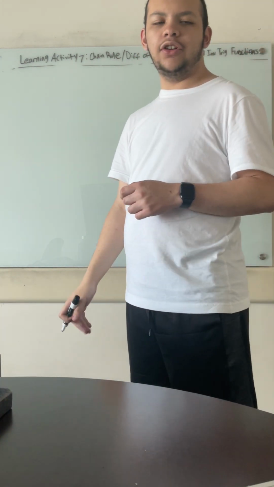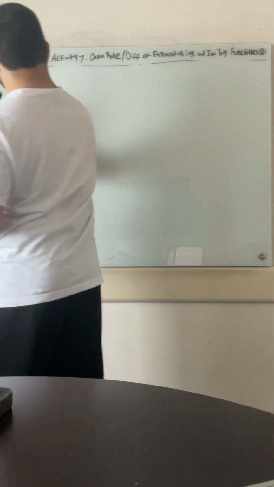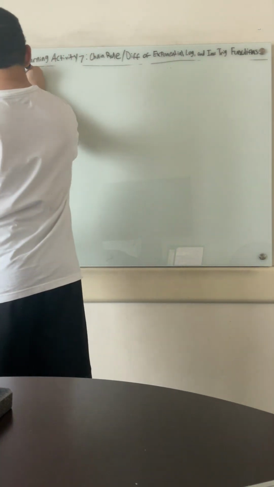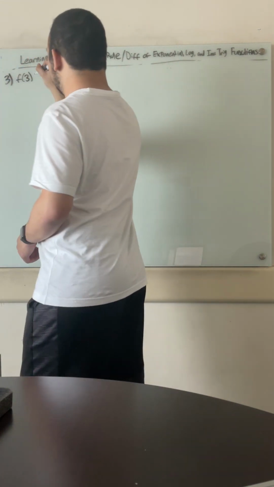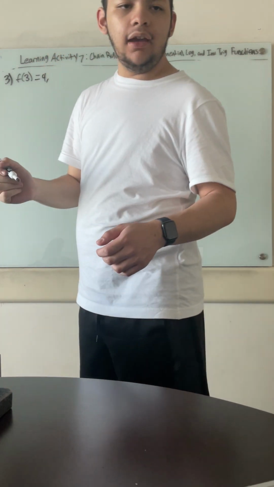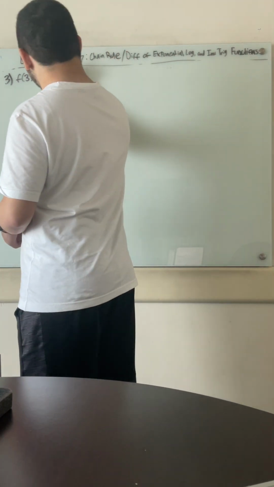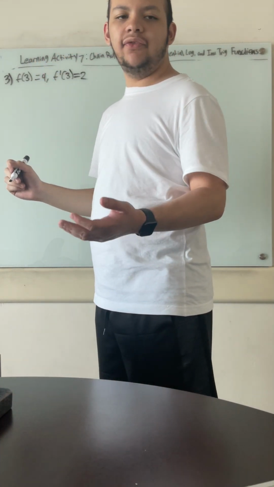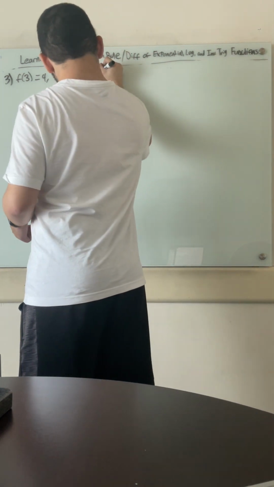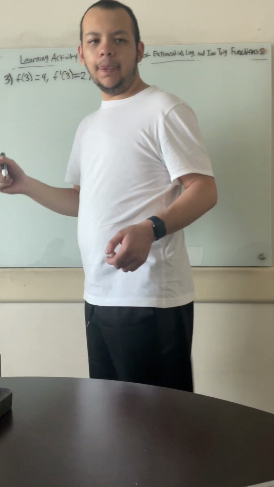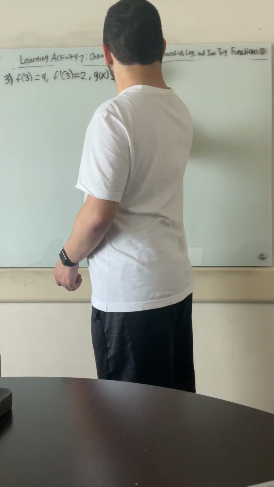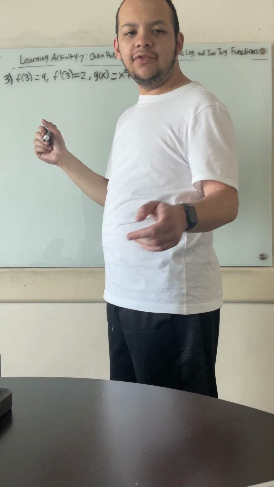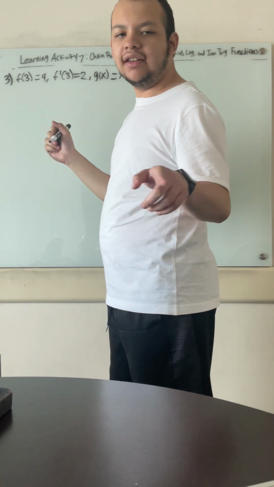All right, so for number 3, we're given that f of 3 is equal to 4. And we're given that f prime of 3 is equal to 2. We're gonna set g of x equal to x squared f(3x), and we're being asked to find the equation of the line tangent to g of x at x equals 1.